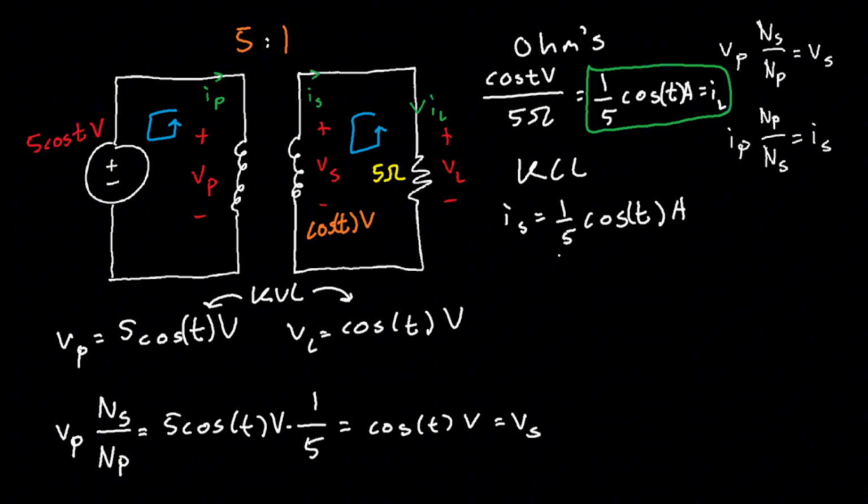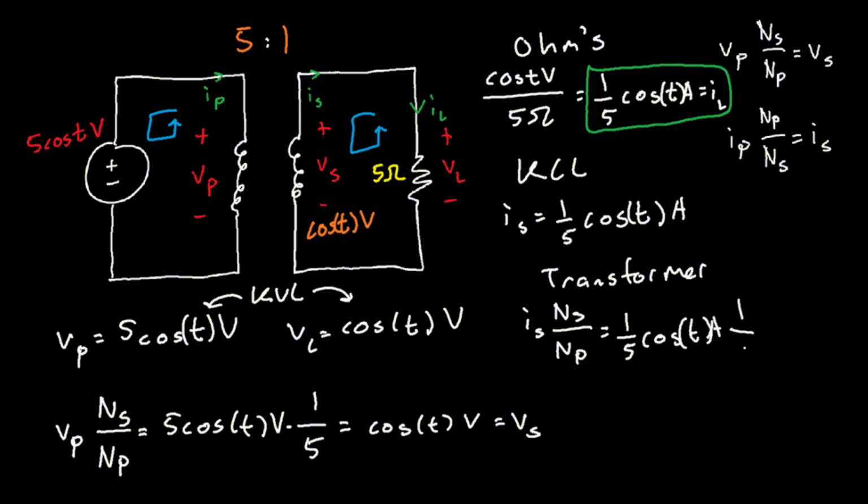All right, if we use the transformer formula for current, we can actually isolate I of S. How do you isolate I of S? You can just simply use the formula I of S times N of S over N of P is equal to I of P. All we did is a little bit of algebra to move this term onto this side of the equation. Once you have this, you can rewrite your equation. So I of S is 1/5 cosine of T amps times N of S over N of P. N of S is 1, N of P is 5.